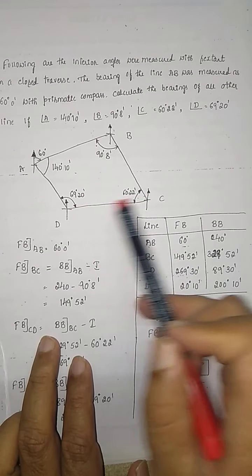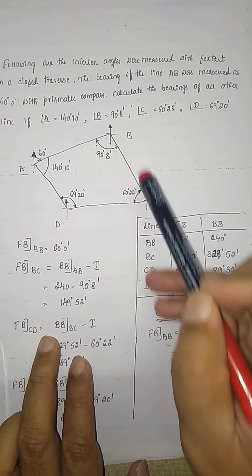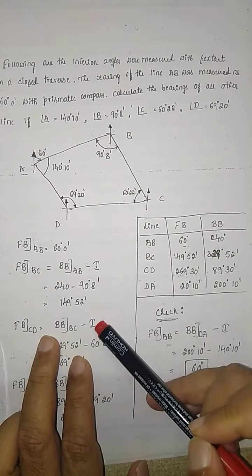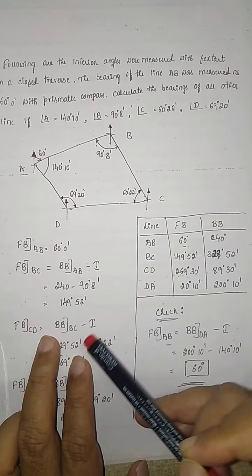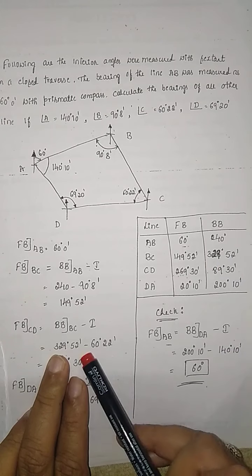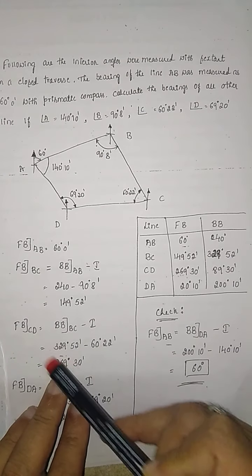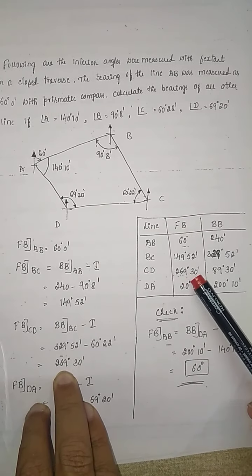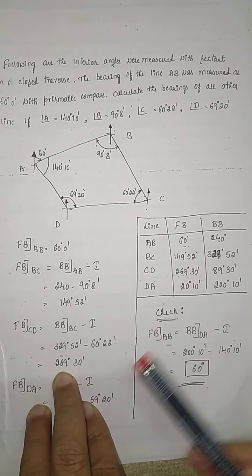Fore bearing of the line CD is the back bearing of the line CD minus the included angle. The included angle is already given to you, so you can find out the fore bearing of the line CD. The back bearing is 329 degrees 52 minutes minus the included angle. You are going to get the fore bearing as 269 degrees. Again it is 269 degrees. The bearing of CD is known to you.